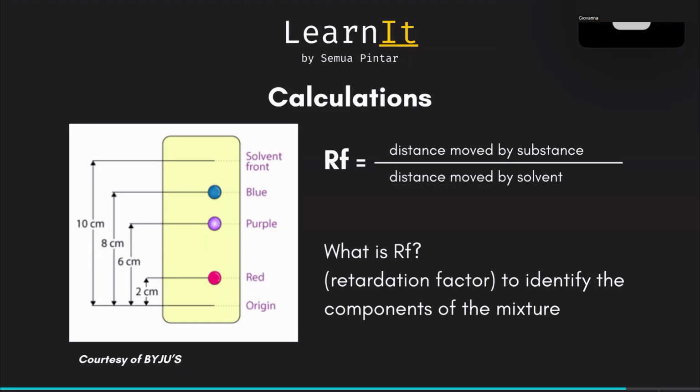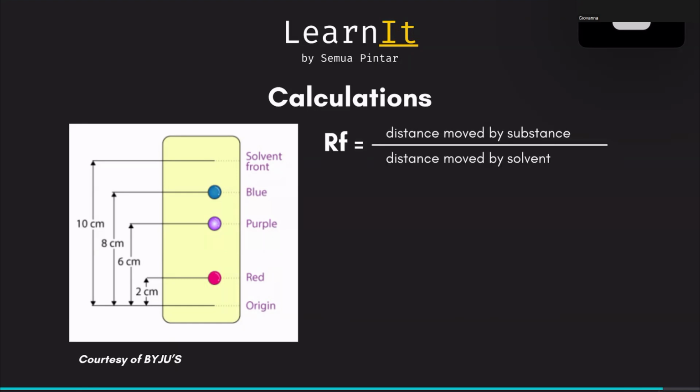And a tip for me, if I could say, to help you calculate, is that when you calculate RF values in exams, make sure you use a ruler and use it carefully to measure the distance moved by the solvent. So in this picture, the distance is already labeled in the diagram, but in reality you might need to use a ruler to measure the distance. So make sure you do that carefully because it could be a strict mark scheme. And of course, for both measurements, the distance should be measured from the baseline to the center of the dot.